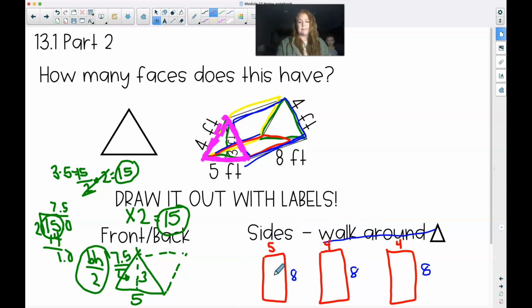So now just base times height. So this one is 40. 4 times 8 is 32. And 4 times 8 is 32. So here's my front and my back, my two. Okay, so I have 15 for my front and my back. I've got 40, 32, and 32. I'm going to put together.